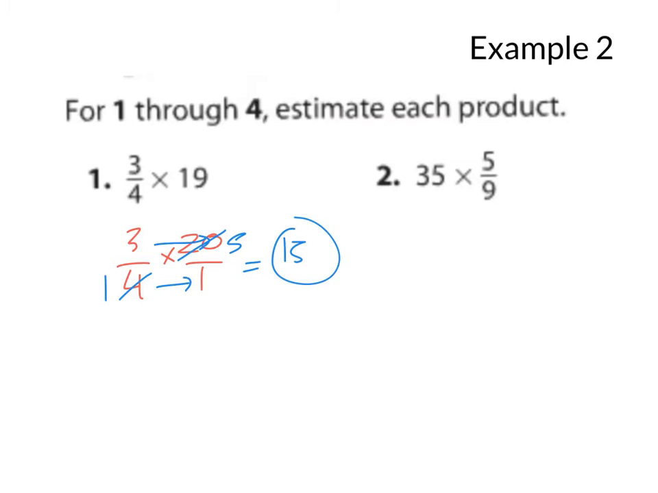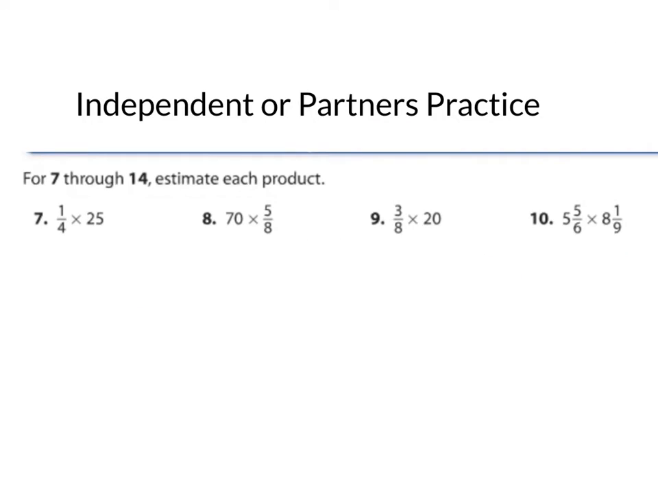And for number 2, what is close to 35 that can be divided by 9? That would be 36. When I simplify, this would be 1 as I divide it by 9. Divide that by 9, I get 4. And multiplying across, I'd get 20. Moving on in 3, 2, 1.